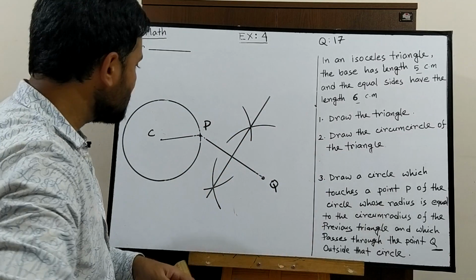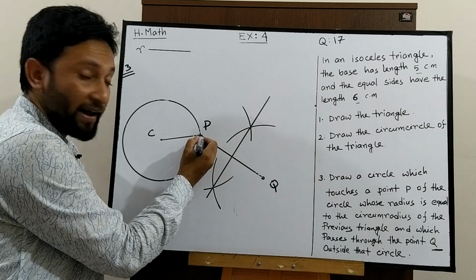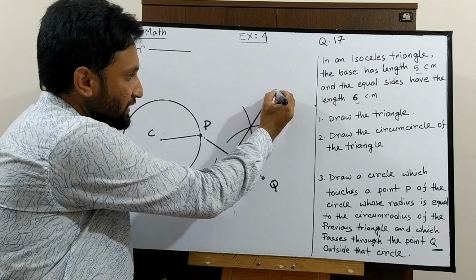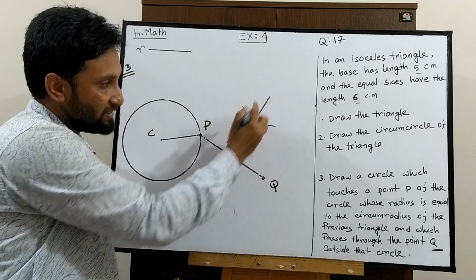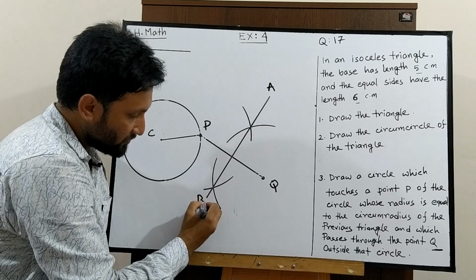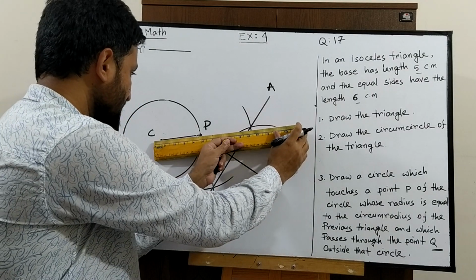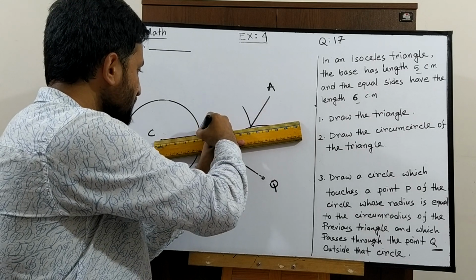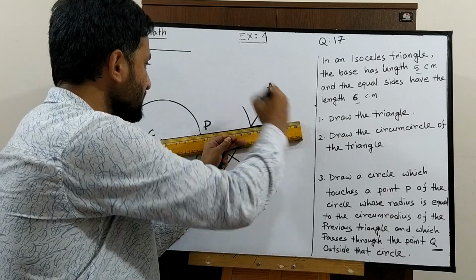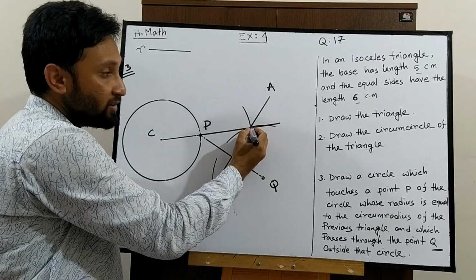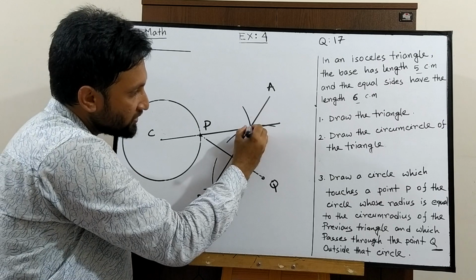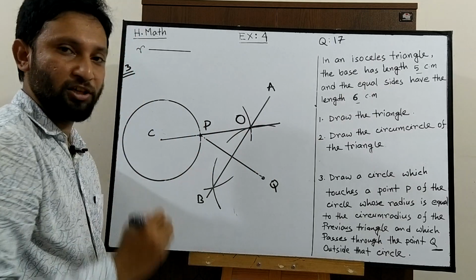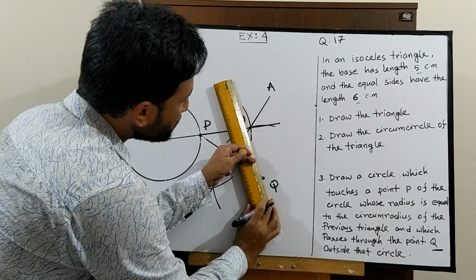Okay, now join CP and extend P up to this line. This line is the bisector line. Imagine this is A and B. Okay, and extend the line CP like that. That intersects the bisector line AB at point O. Imagine this is the point O. Now join O and Q.